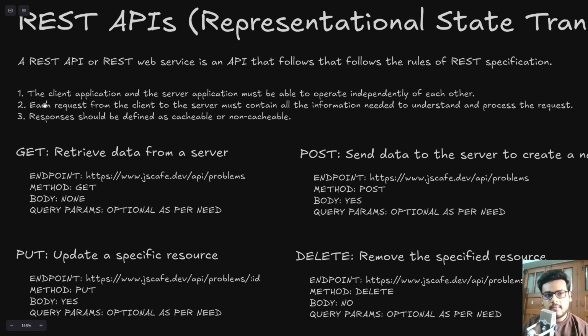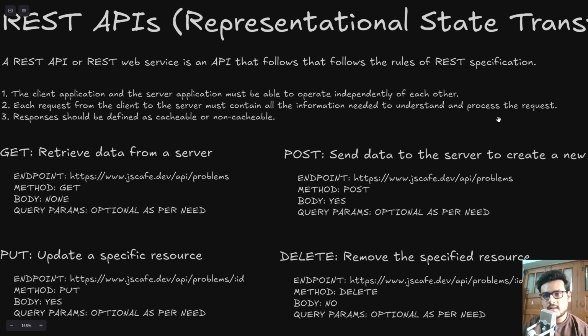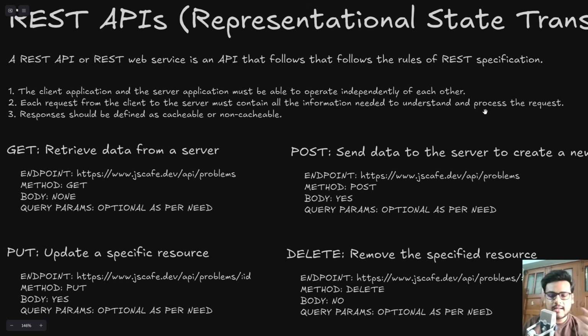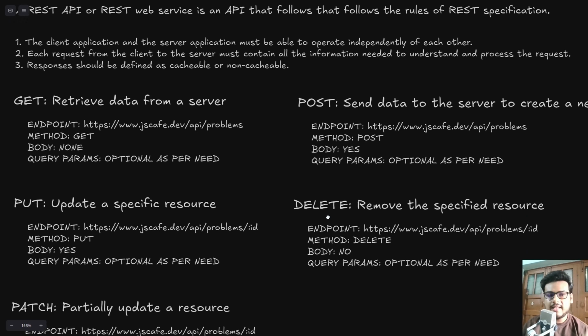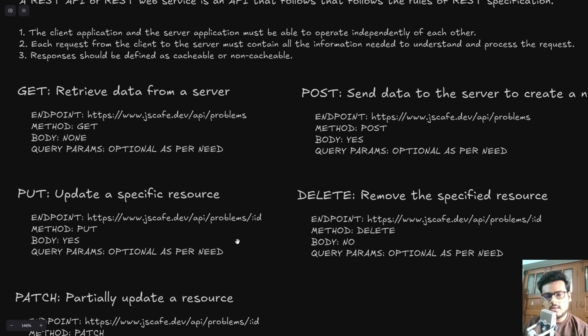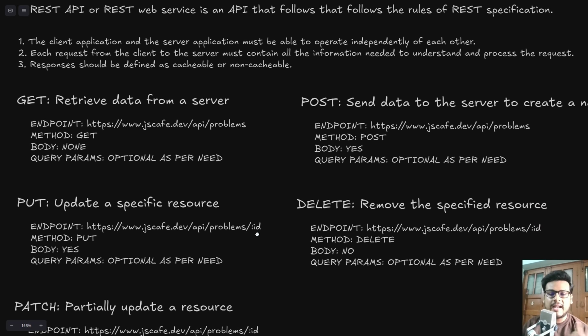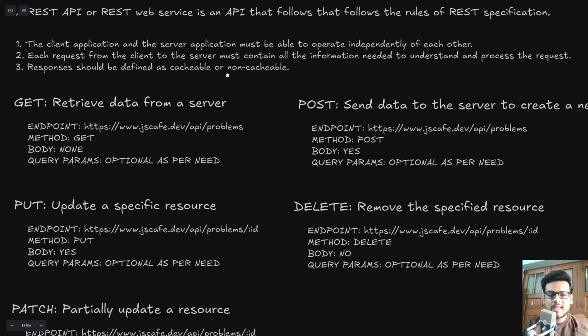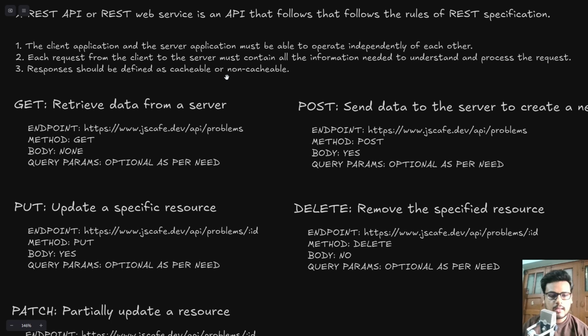Then we have that each request from the client to the server must contain all information needed in order to understand and process the request. Pretty straightforward: if you have a REST request, get, post, put, delete or patch, the request should be sufficient so that it can get processed easily. And the responses should be defined as cacheable or non-cacheable. It's optional, whether you want to cache the response or not is up to you.